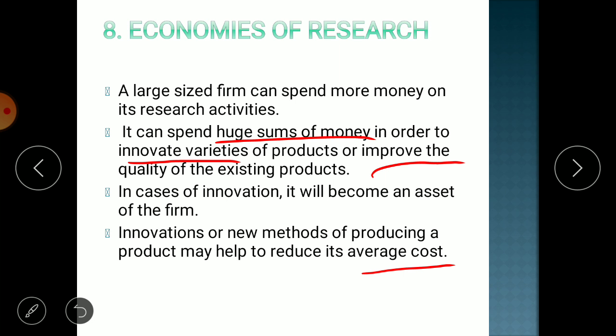For reducing average cost, you can take another example. You know that how these big firms are running. Take the example of Balaji. They are having so many products. Wafer is there, Chevra is there.